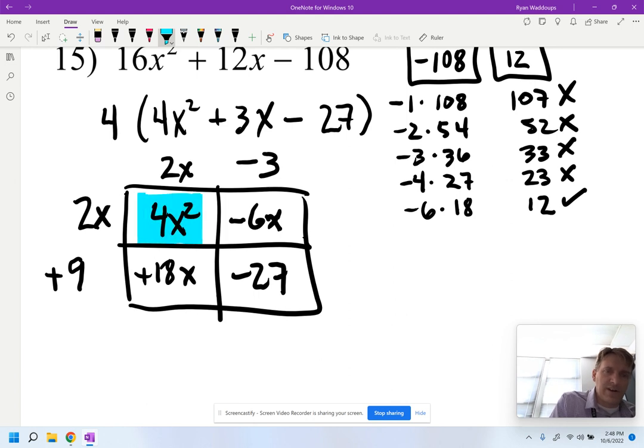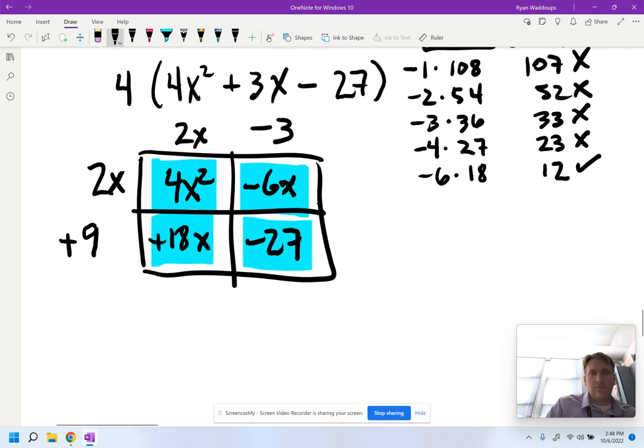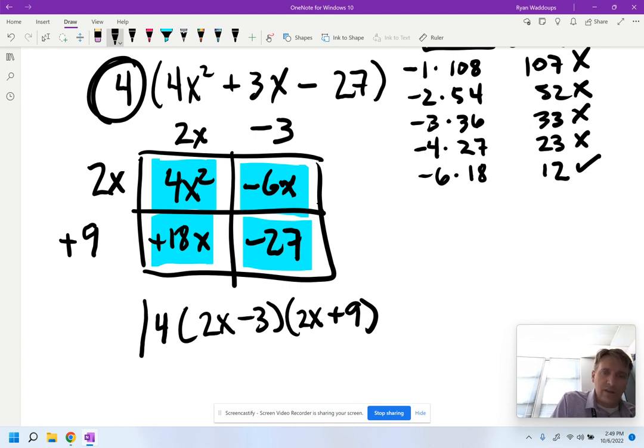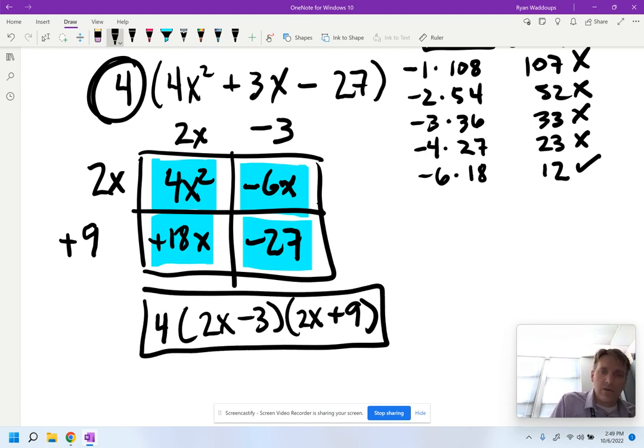2x times 2x is 4x squared. 2x times negative 3 is negative 6x. 2x times 9 is 18x. And 9 times negative 3 is negative 27. So my factors are 2x minus 3 times 2x plus 9. And the 4 that I started with by factoring it out, that's in there too. So 4. And now we're finished.